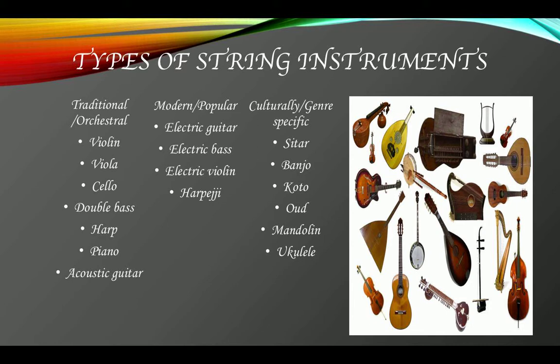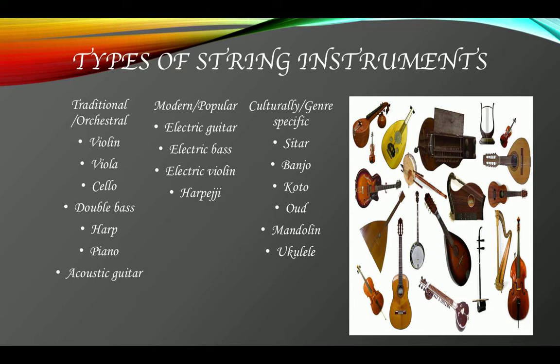The only string instruments I really wanted to focus on are the ones that you guys will be hearing a lot. Some of these I didn't put anything on, and some of you know what they sound like, so I didn't need to add anything to it. So now, culturally and genre specific. The sitar, that's Indian music. Banjo and mandolin are what you'd hear in country music, or even mandolin you would hear in classical music. The oud would be Arabian music. The ukulele would be like Hawaiian music, or people play ukuleles for pop. A lot of people learn ukulele just to play songs on.